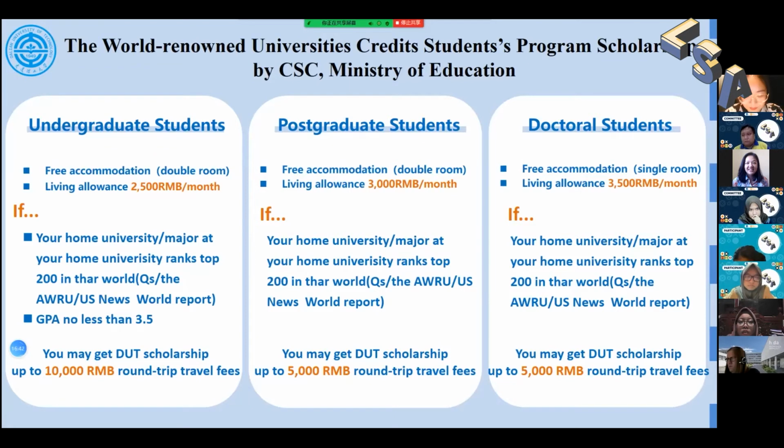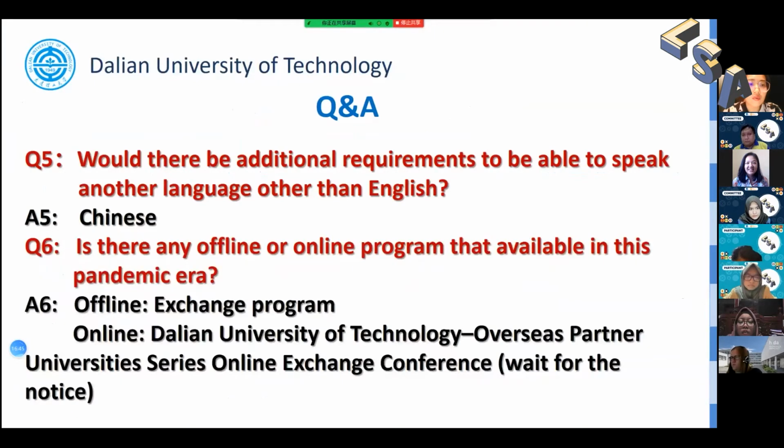And, yes, here, is there a requirement to be able to speak another language other than English? Yes, that would be Chinese. And is there any offline or online program available in this pandemic era? Yes, the offline program is the regular exchange program for 1 semester or 2 semesters.